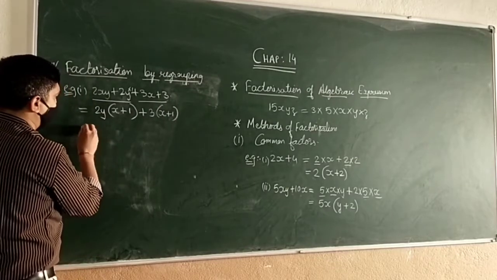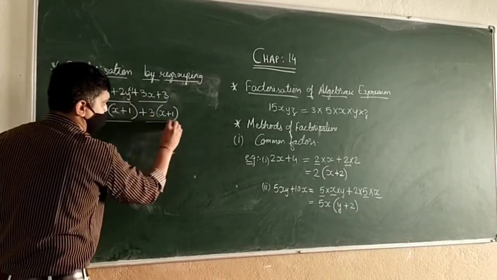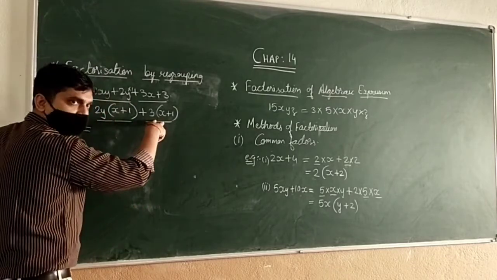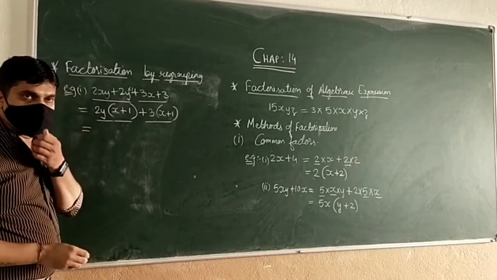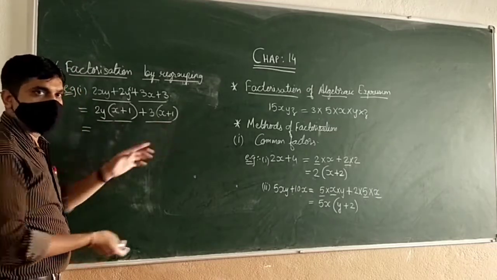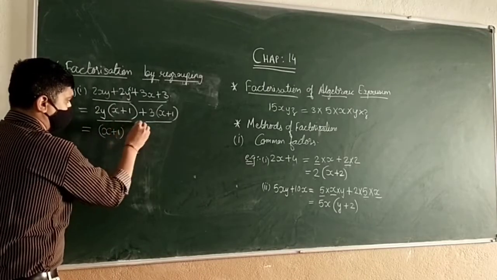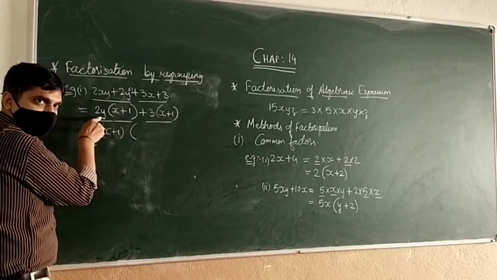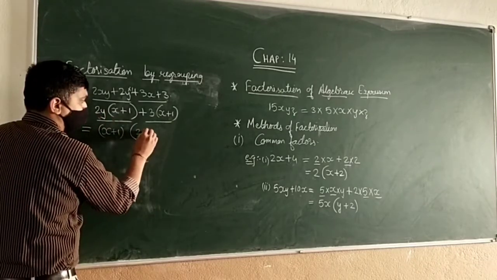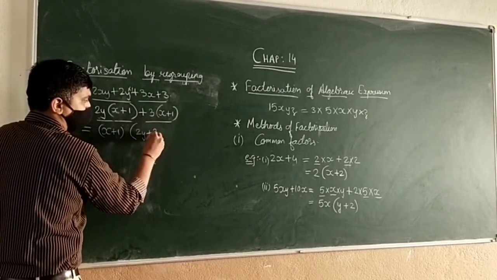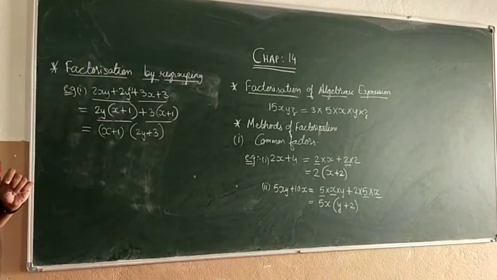Understood? Now from 4 terms we have got 2 terms. Now from these 2 terms, what is the common factor? x plus 1. So taking x plus 1 common, what will be left inside? 2y, because x plus 1 is outside. So 2y plus 3 is left. This is the answer. Did you get it?